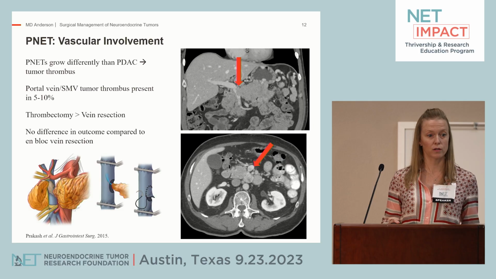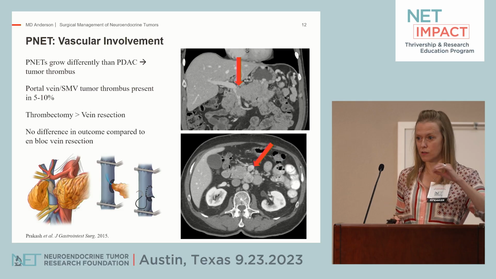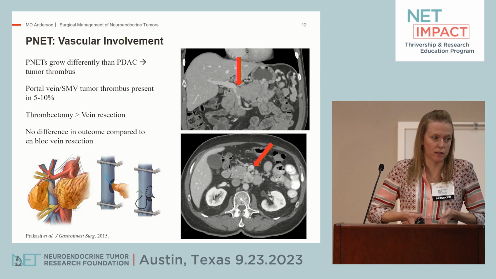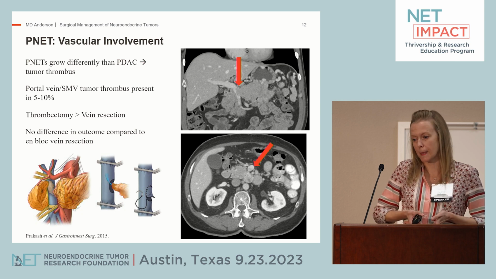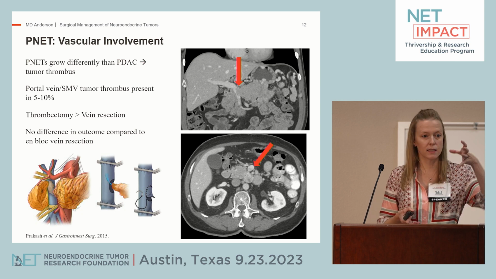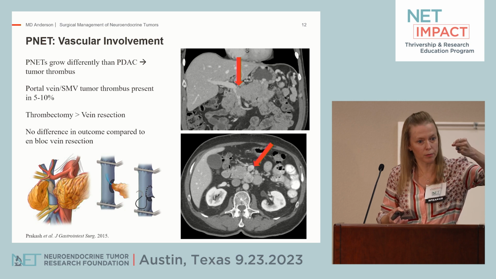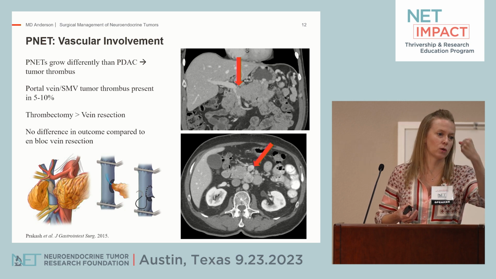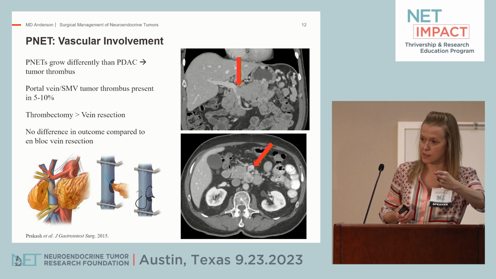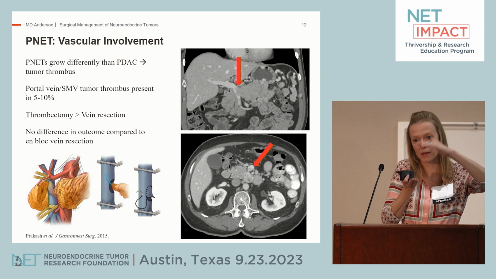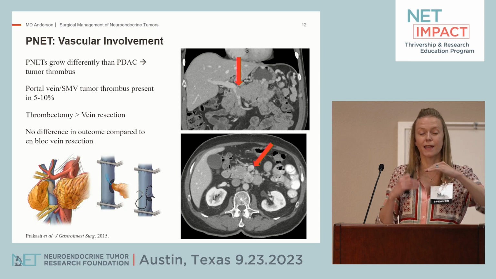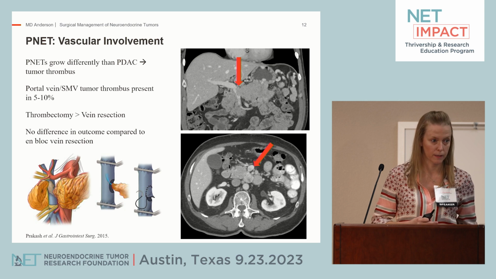PNETs are really interesting when it comes to vascular involvement, and they grow really differently than pancreas adenocarcinoma. So pancreas adenocarcinoma, when it's kind of situated amongst your artery and vein in the mesenteric root, it's going to kind of wrap around the blood vessels and squeeze it off. And so when we do the Whipple that has vascular involvement, we're typically taking out a piece of your vein in the middle. And we can anticipate that preoperatively.